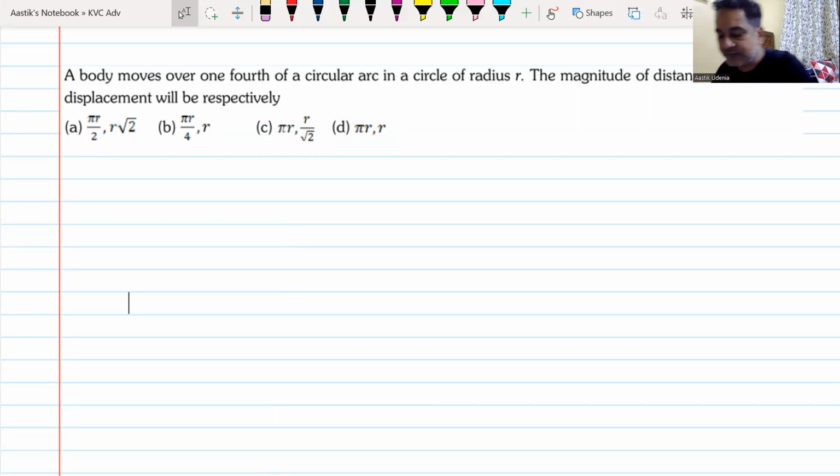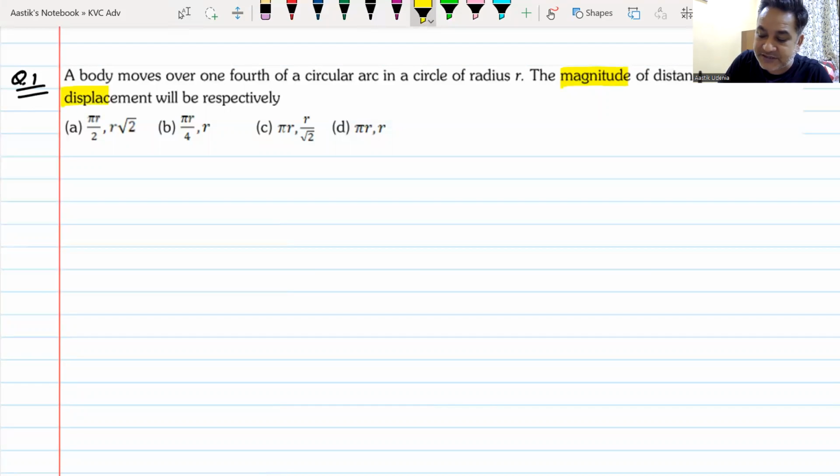This is the first question for the class. It is a revision of what we had done in the previous one. A body moves over 1/4 of a circular arc of radius r. What is the magnitude of distance traveled and displacement? Basically, when you talk about displacement, you must tell two things. One is the magnitude, the other one is the direction. In most of the cases, they will only ask you the magnitude. Do you understand this? Yes, sir.